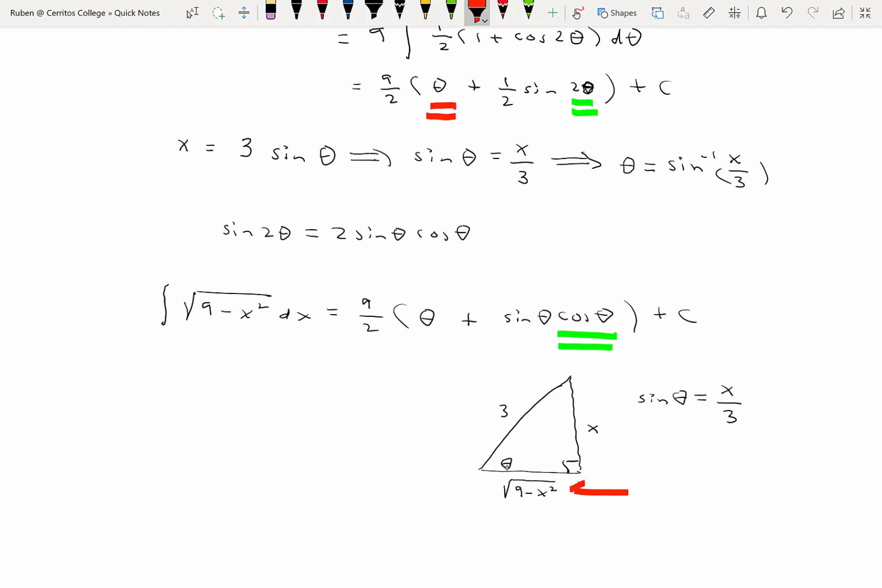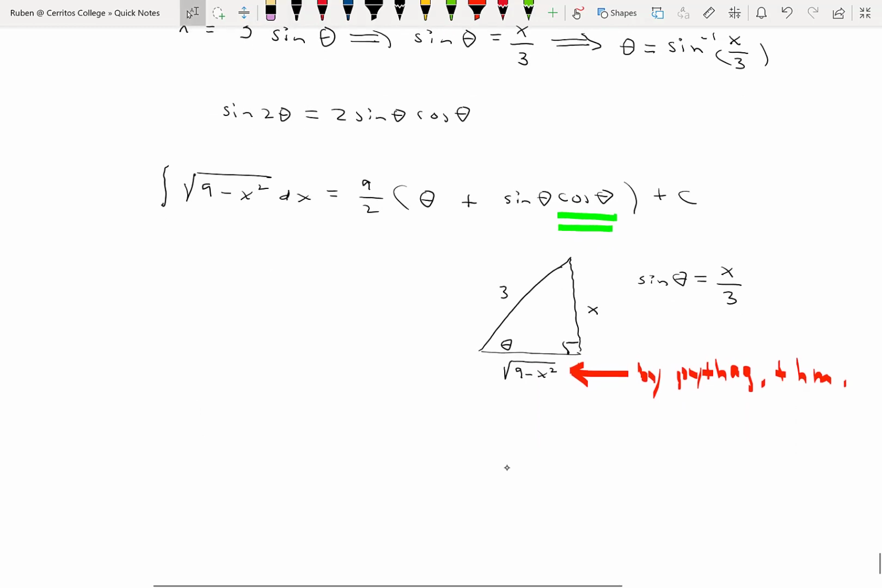The square root of 9 minus x squared is by the Pythagorean theorem. Okay? All right. So back to our antiderivative. We're almost there. This goes much more smoothly in practice. We're just learning this for the first time, so it goes real slow, but it goes very smoothly in practice.